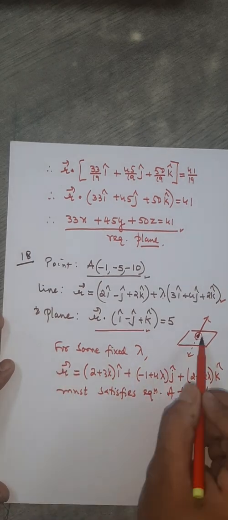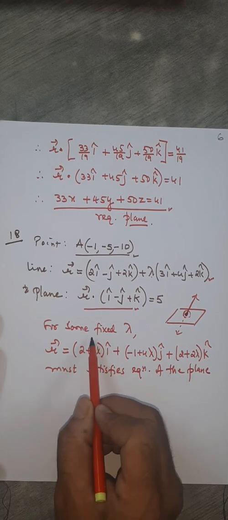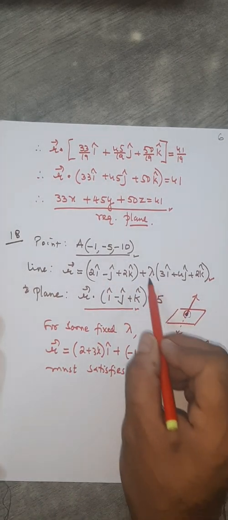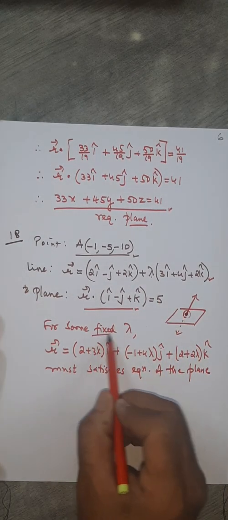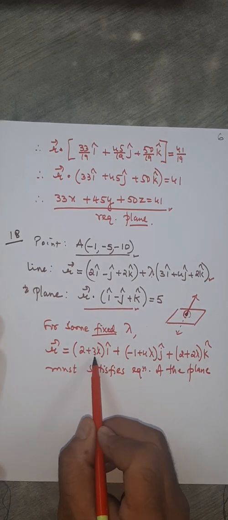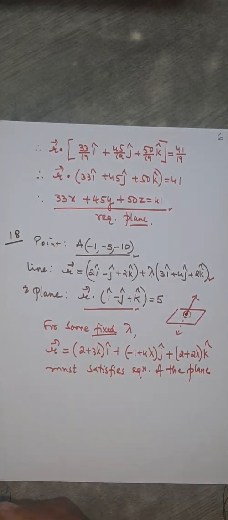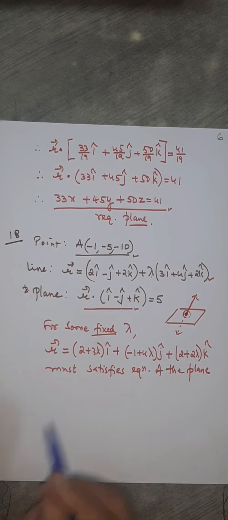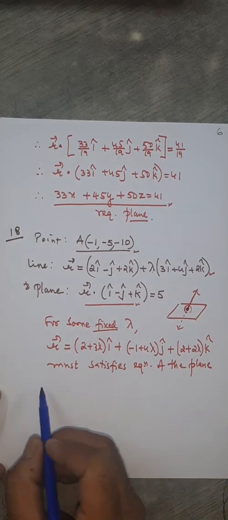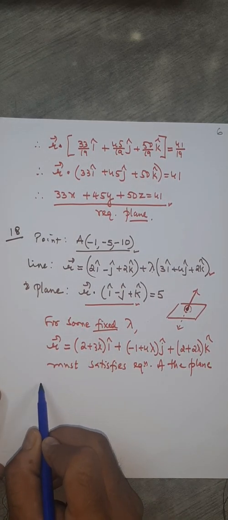And this r gives the point of intersection, right? This is true for every lambda, but when they meet the plane, then you must have some fixed lambda. So for some fixed lambda, we wrote in terms of x, y and z. You can see this is x coordinate, y coordinate and z coordinate. This must satisfy the equation of the plane. So here, instead of r, we are going to place this, and from there you will get the lambda, and that value of lambda gives the required point of intersection.